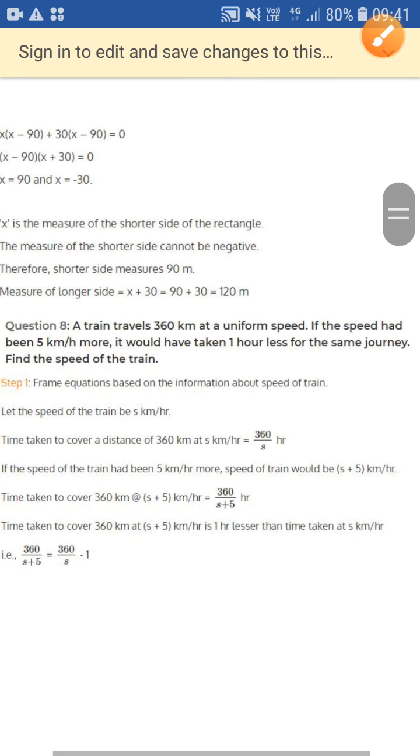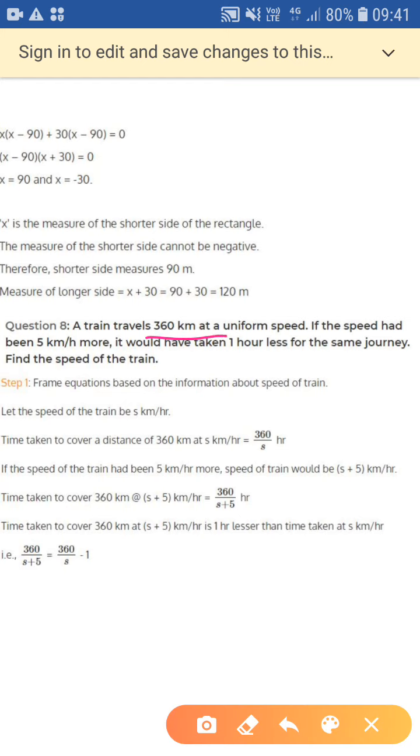Now the next problem is about speed and time. Here a train covers 360 km at a uniform speed. The distance is 360 km. If the train increases its speed by 5 km per hour, then naturally the time taken will be less, and it is 1 hour less for the same journey, that is for the same distance of 360 km. We have to find out the speed of the train.